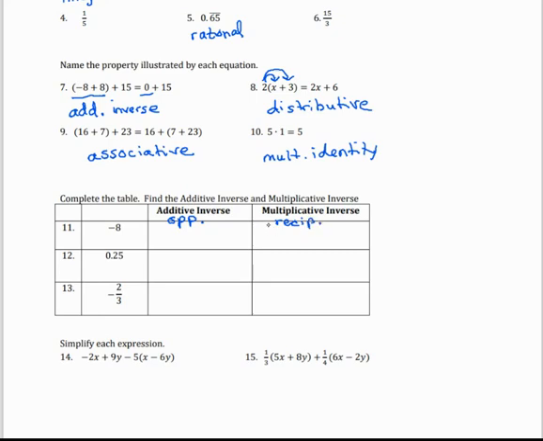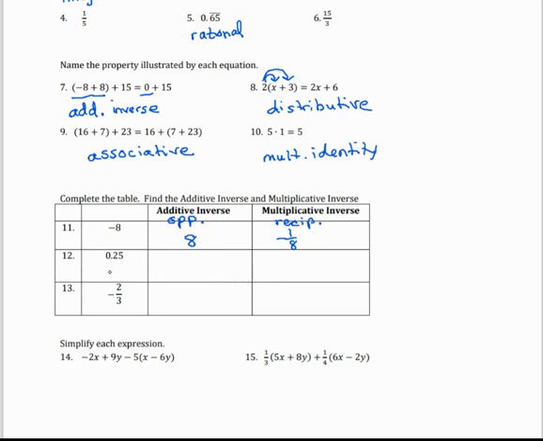Okay. So additive inverse of -8, the opposite of -8 is +8. The multiplicative inverse is the reciprocal. So the reciprocal of -8 is -1/8. We don't need the opposite reciprocal. We just need the actual reciprocal.